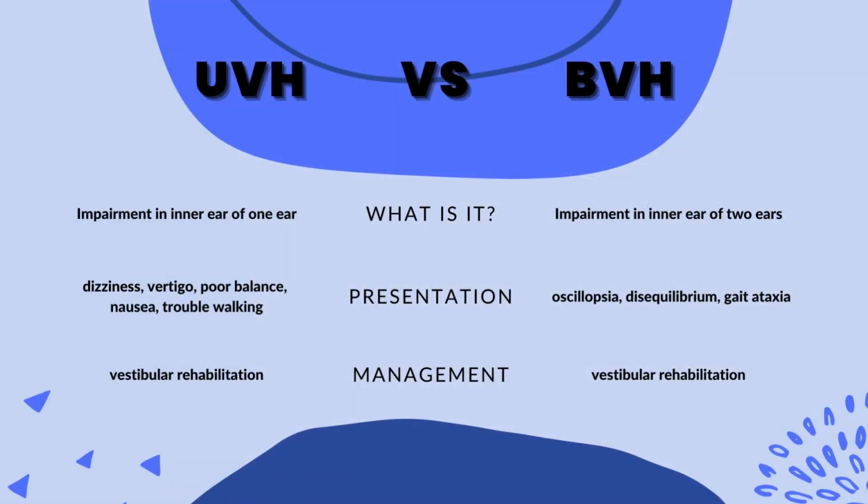What is the difference between unilateral vestibular hypofunction and bilateral vestibular hypofunction? The what is it is pretty easy. You either have an impairment of one ear or an impairment in both ears. While unilateral presents with more dizziness and vertigo with poor balance, bilateral has more disequilibrium and gait ataxia, but they will both have impaired VOR and benefit from vestibular rehabilitation, starting with gaze stabilization exercises that work on the VOR, the vestibular ocular reflex.